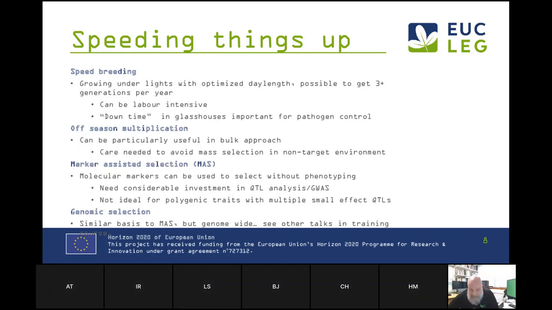We use marker-assisted selection. I'm not going to talk at any length about this. It can save a lot of time on phenotyping, particularly when you're looking at traits that take time to be expressed. And we can screen at seedling stages, so we can start off with a lot more plants and get rid of the plants which don't have the alleles of interest. It works very well in combination with speed breeding.